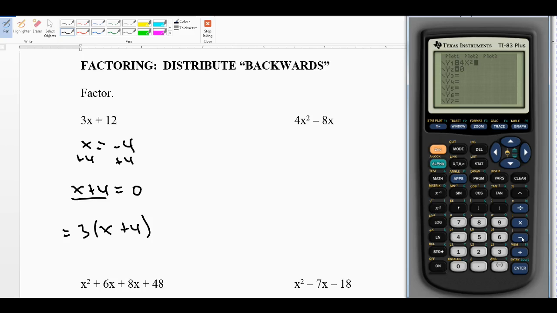4x squared minus 8x. So let's go to intersect. And this time we do have 2 zeros. Let's just keep it right where it's at and hit enter 3 times. And we get x equals 0. That's always good because that means that one of our factors has an x in it. Let's do second intersect again. Let's move it over to where everything is crossing. Hit enter 3 times again, and we get x equals 2.